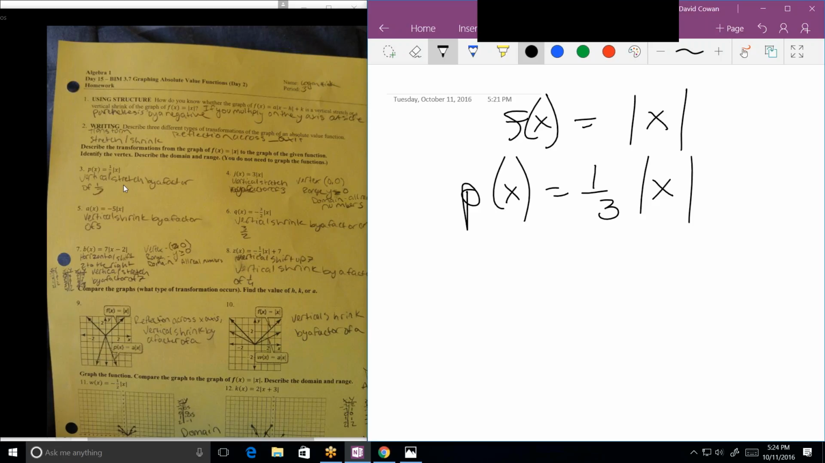So that's helpful because there's 6 transformations. 3 of them are vertical, 3 of them are horizontal. And they all fit this definition that everything vertical is outside the function, everything horizontal is inside the function.